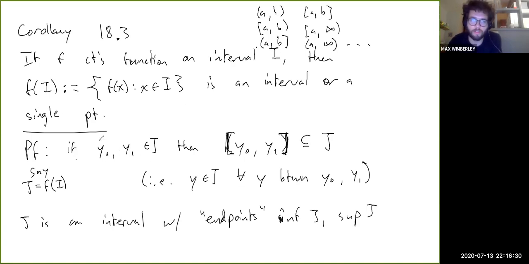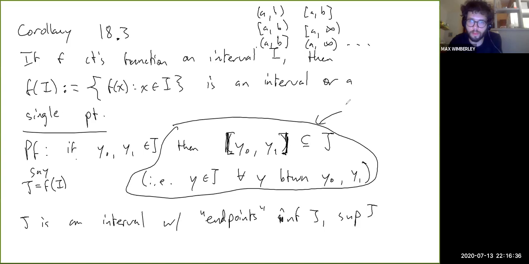And this fact here comes from the intermediate value theorem. Okay. So anyway, that's the corollary. I'm not going to go into too much more detail about that.